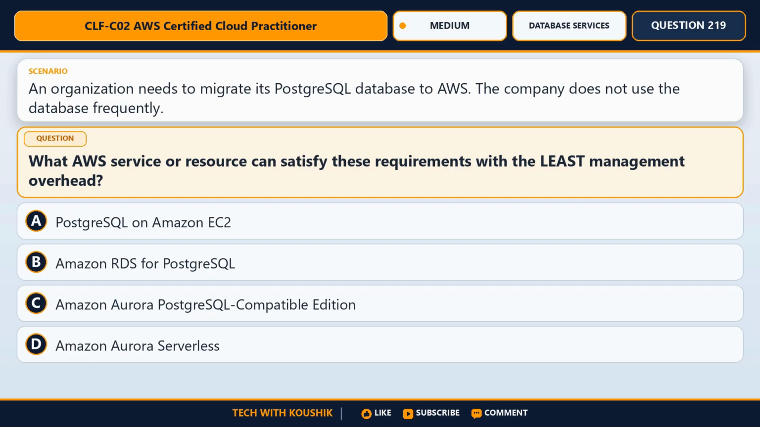Option A. PostgreSQL on Amazon EC2. Option B. Amazon RDS for PostgreSQL. Option C. Amazon Aurora PostgreSQL Compatible Edition. Option D. Amazon Aurora Serverless.